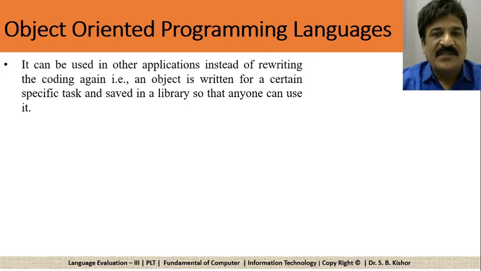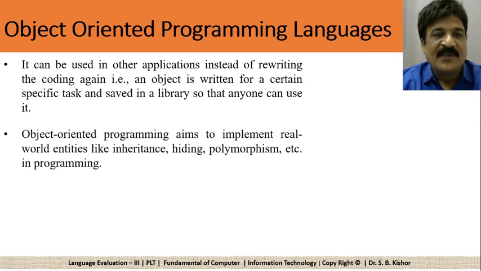That is, an object is written for a certain specific task and saved in a library so that anyone can use it. It means that you are able to reuse this particular code in another program also.